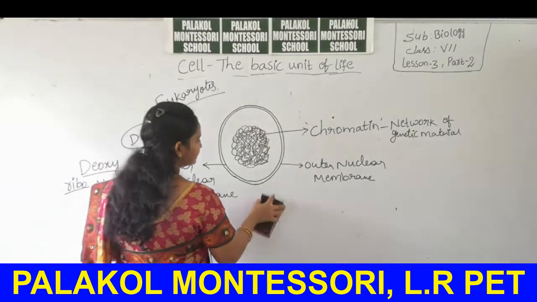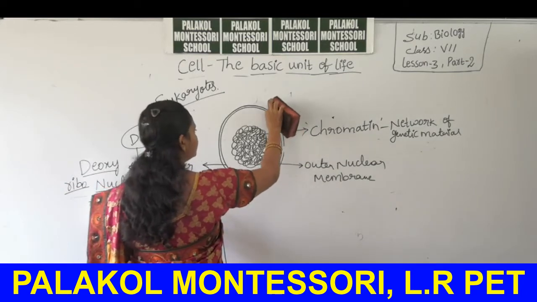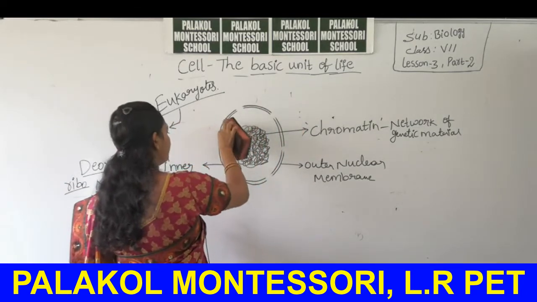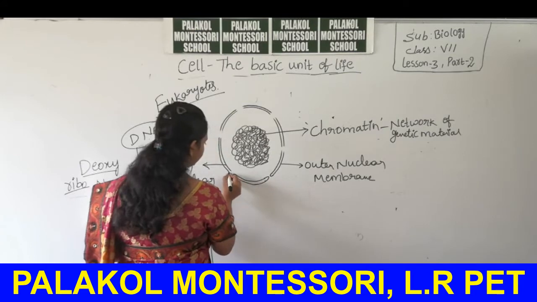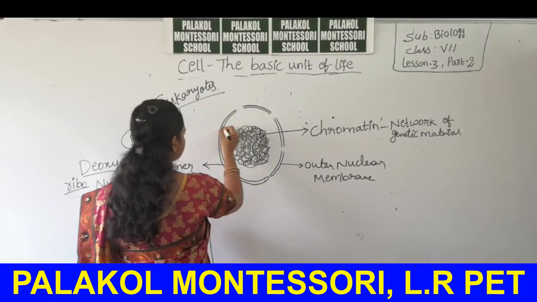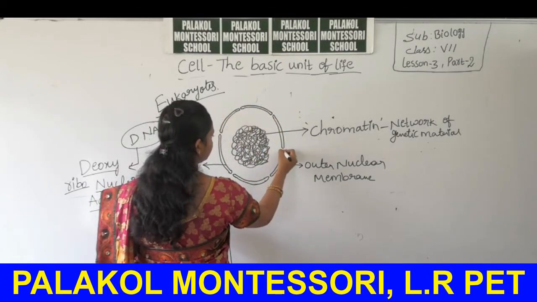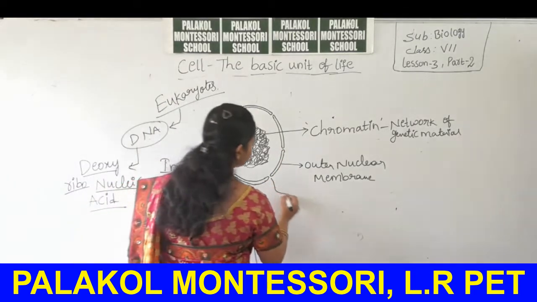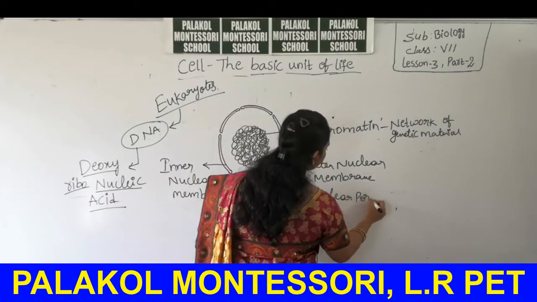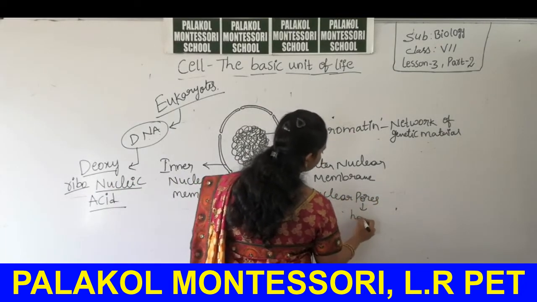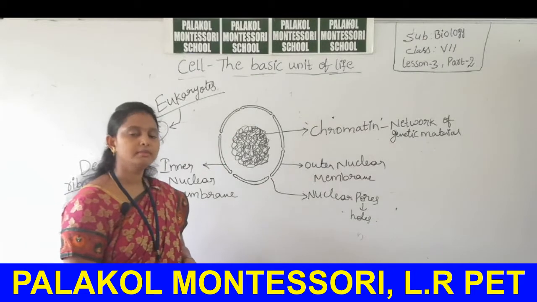Okay. These two layers, outer and inner, have some pores like that. These pores are called nuclear pores. Pores are nothing but holes. Okay, why does the nuclear membrane have pores?